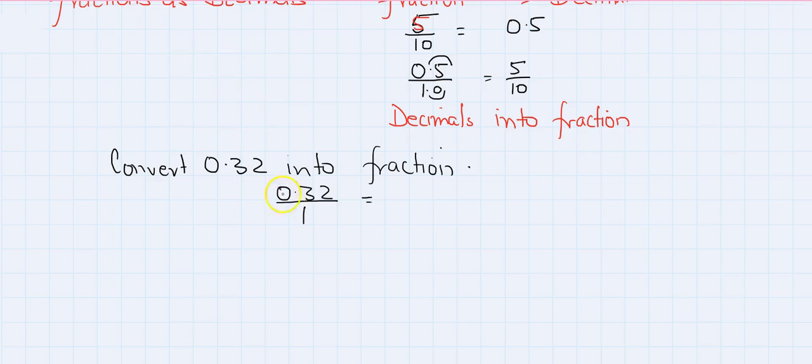Now we have two places after the decimal, 1, 2, so what we are going to do is add 2 zeros here. Now we write it without the decimal: 32 over 100. We divide both by 2, so that is 16 over 50. Again we divide by 2, that is 8 over 25.